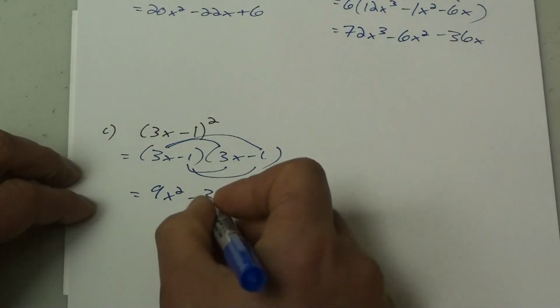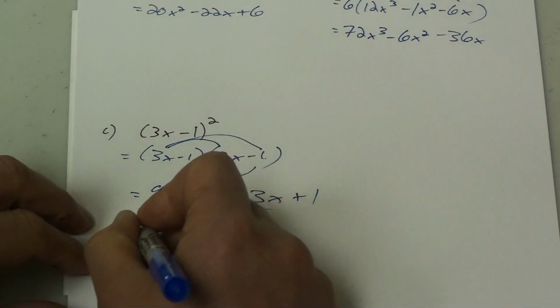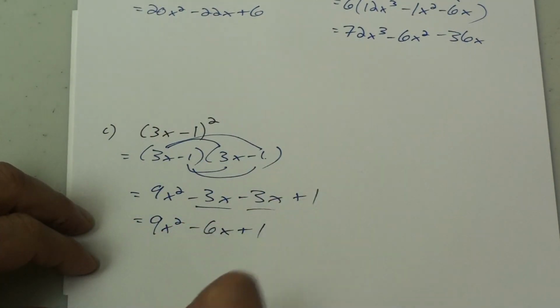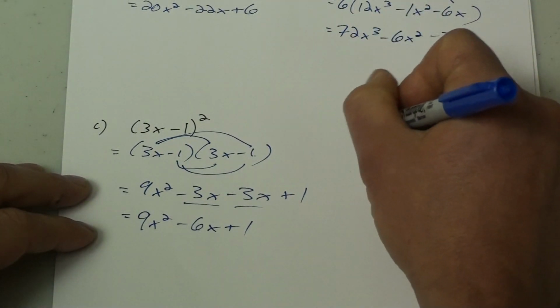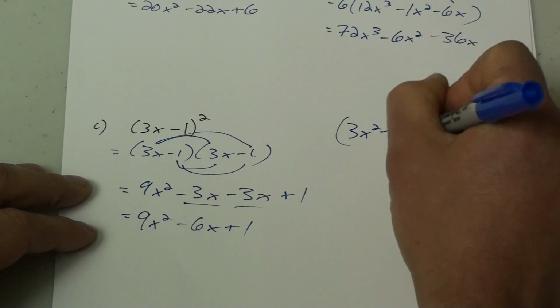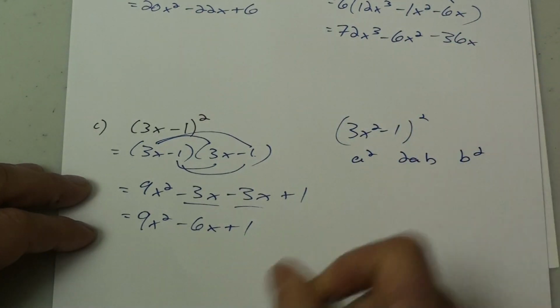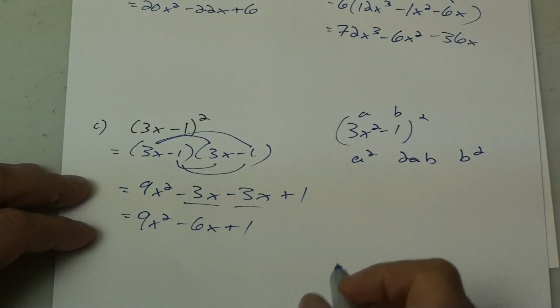plus 1. Notice how these two middle terms are identical. That is not a coincidence. So 9x squared minus 6x plus 1. Now another alternative way is to follow the pattern a squared plus 2ab plus b squared, where a is my first term, b is my second term.